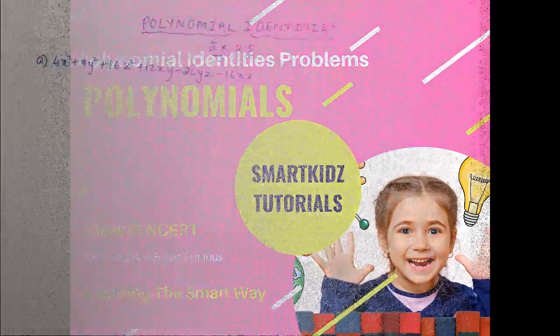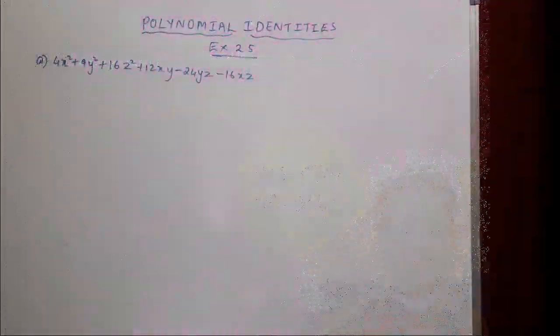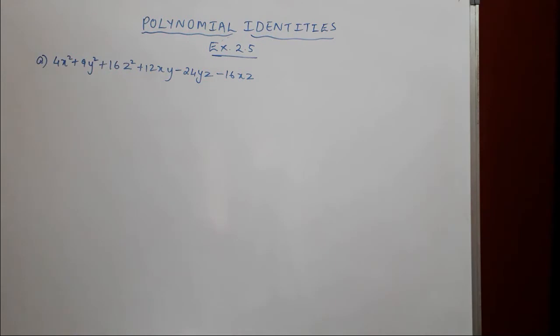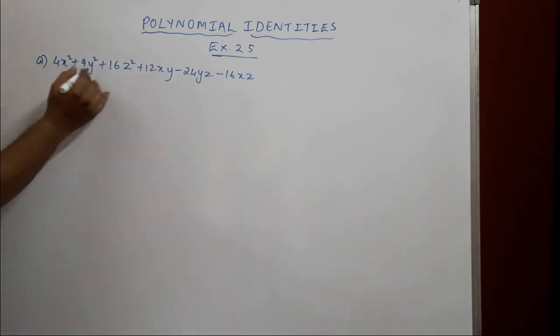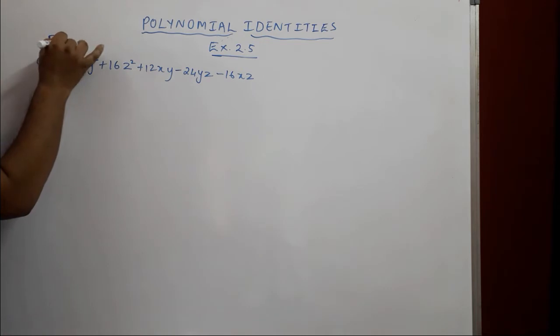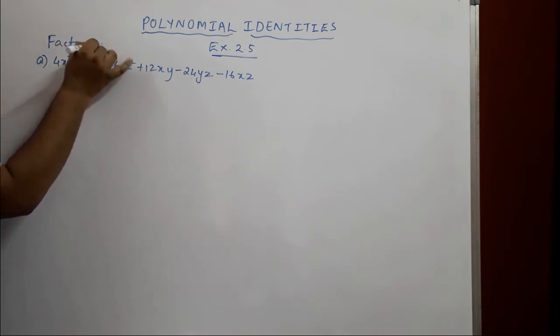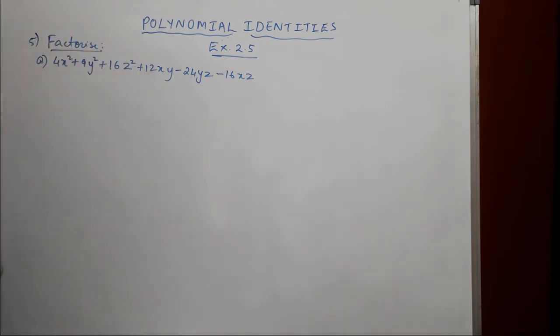Hello students, in this video we continue solving polynomial identities, as in problems based on polynomial identities, and this would be from exercise 2.5 of the NCERT book. So we are now looking to factorize the particular problem that we see in front of us, and this is the fifth question that we are solving.